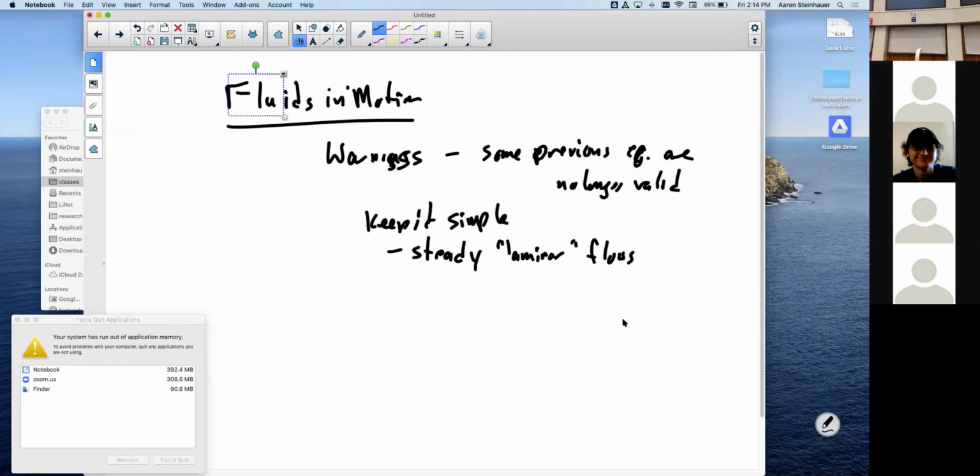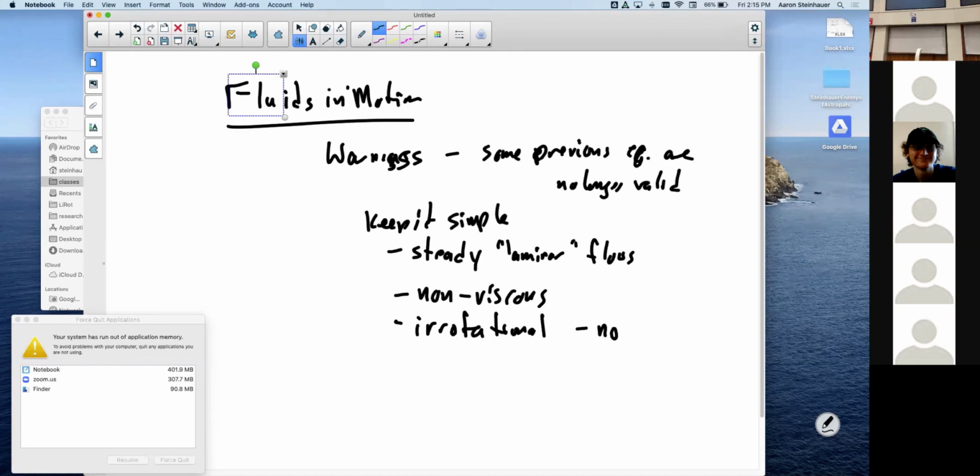So there's that. These are going to be non-viscous fluids, meaning there's no internal friction. That makes it a lot harder. And we're going to talk about irrotational fluids, meaning no eddies, no little whirlpools that develop inside.